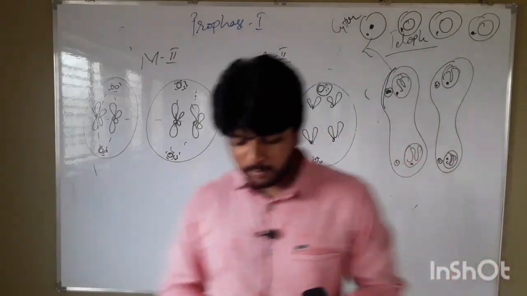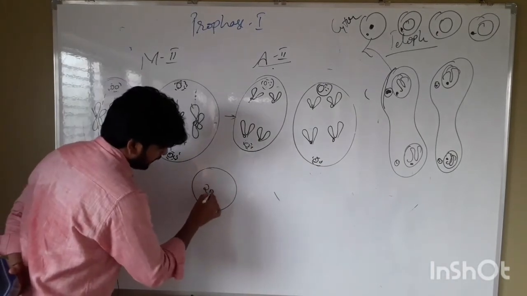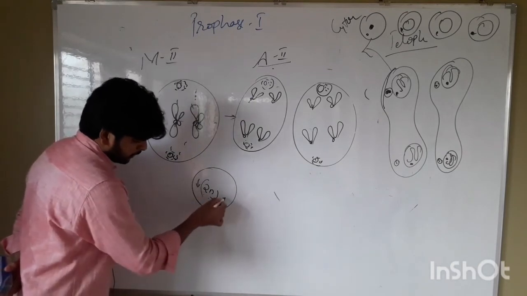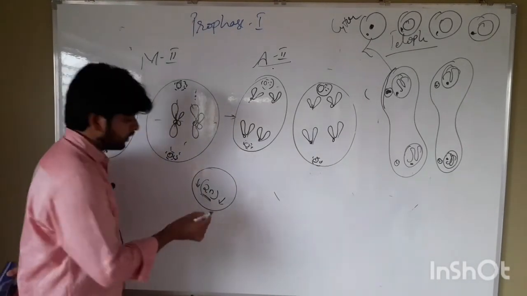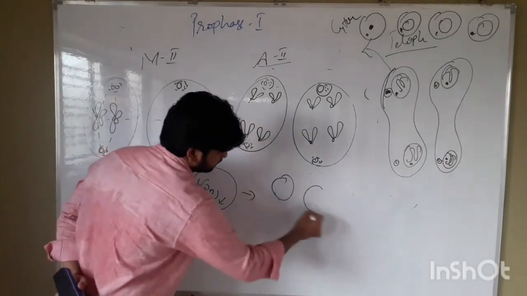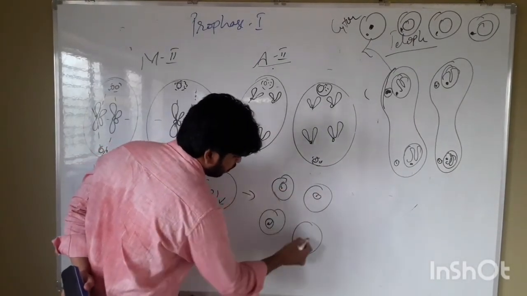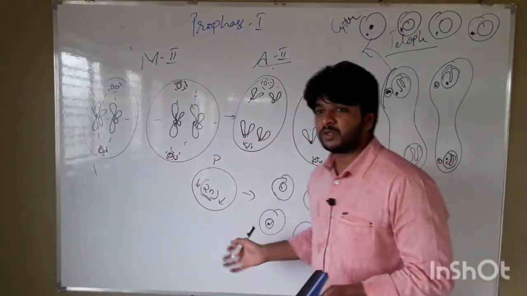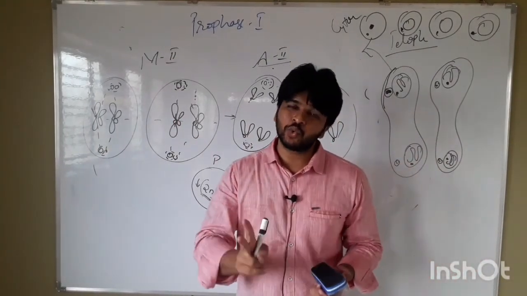The very important point here is that meiosis started with a single diploid cell. Diploid means 2 sets of chromosomes. One set comes from the male and another set comes from the female. It started with a diploid parent cell, and at the end it has produced 4 haploid daughter cells. Meiosis gives rise to 4 haploid daughter cells, whereas mitosis gives rise to 2 diploid daughter cells.